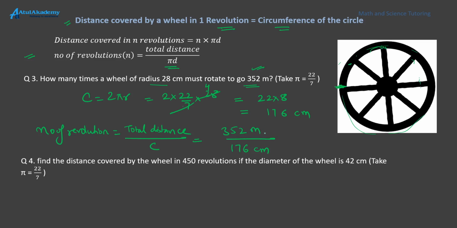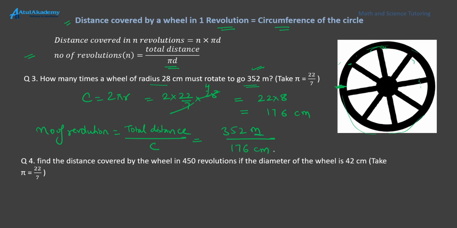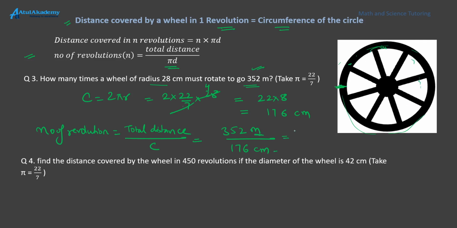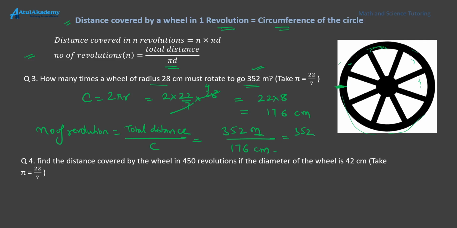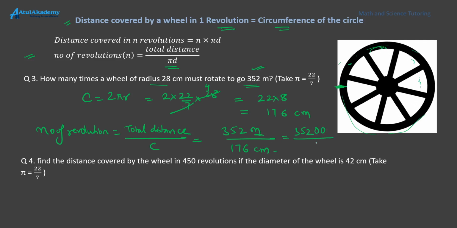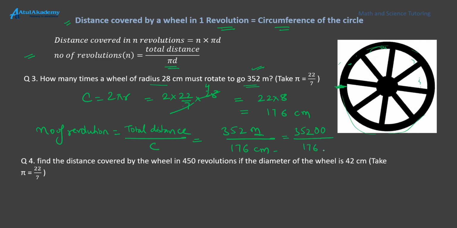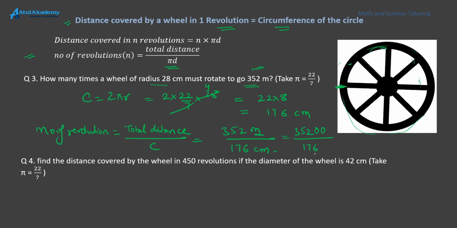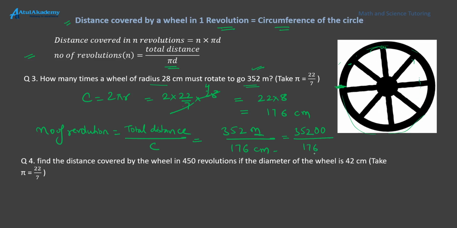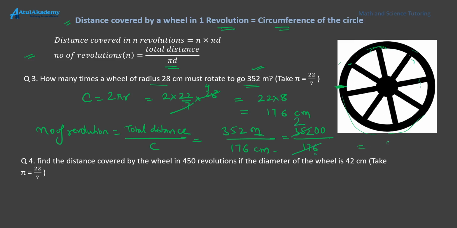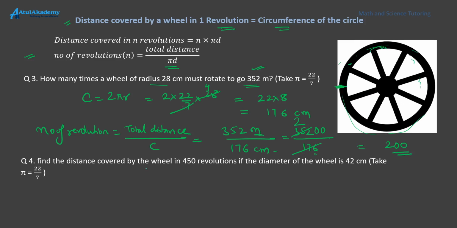Now you see here, I can't calculate it like that because this distance is in meter and this is in centimeter. So first I have to convert this meter to centimeter. So it will become 352 times 100, since 1 meter is 100 centimeters, divided by 176. Now I can cancel it out. 176 twos are 352, so you will get 200 revolutions. Okay. I hope this is clear.